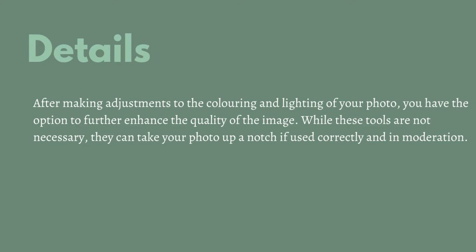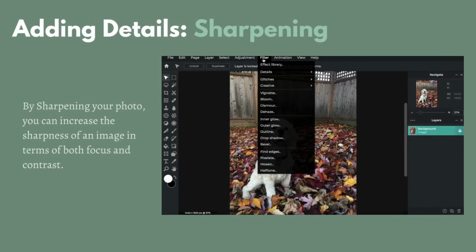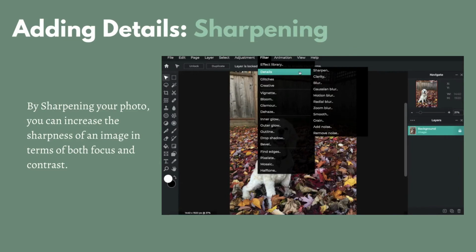Finally, we'll look at a few tools that can enhance the details of your photo. After making adjustments to the coloring and lighting of your photo, you have the option to further enhance the quality of the image. While these tools are not necessary, they can take your photo up a notch if used correctly and in moderation. The first detail tool we'll look at is sharpening.